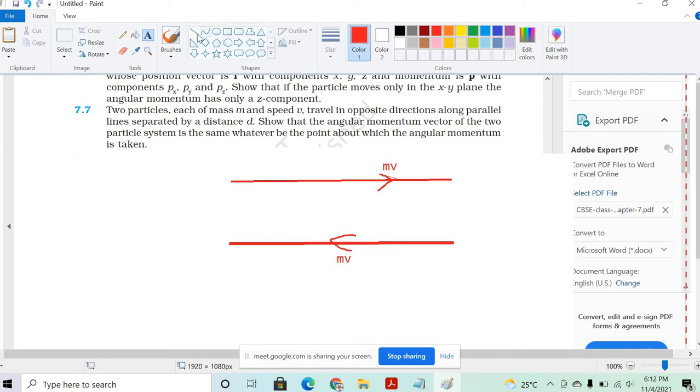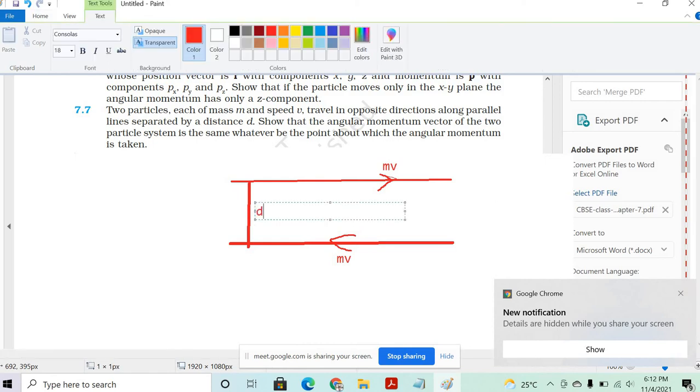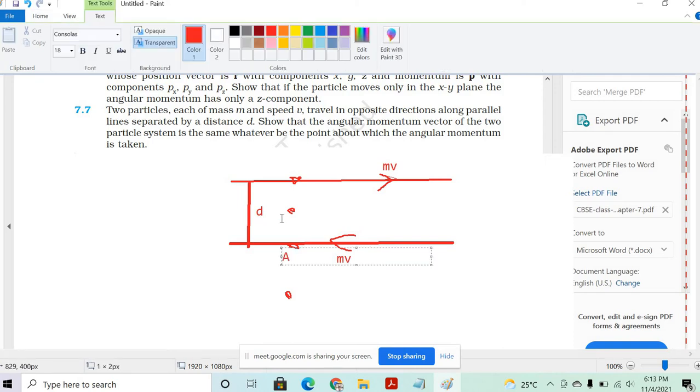Now we need to find the angular momentum at any point. The distance between the two parallel lines is d. Let's consider all three points: first a point here, then a point here, then a point here. So first consider point A, then point B, then point C.